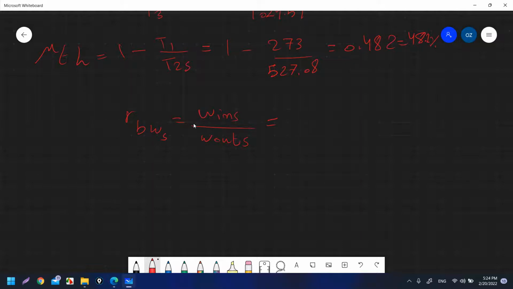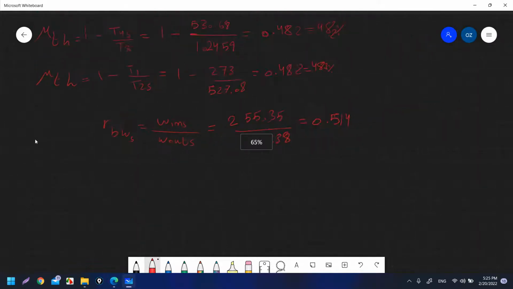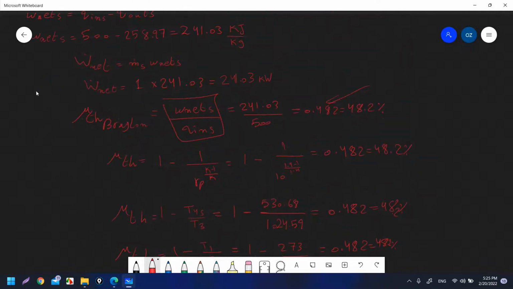So this one will give you 255.35 over 496.38, and will give you that the back work ratio is 0.514. Okay. So that is by solving using the constant specific heats.